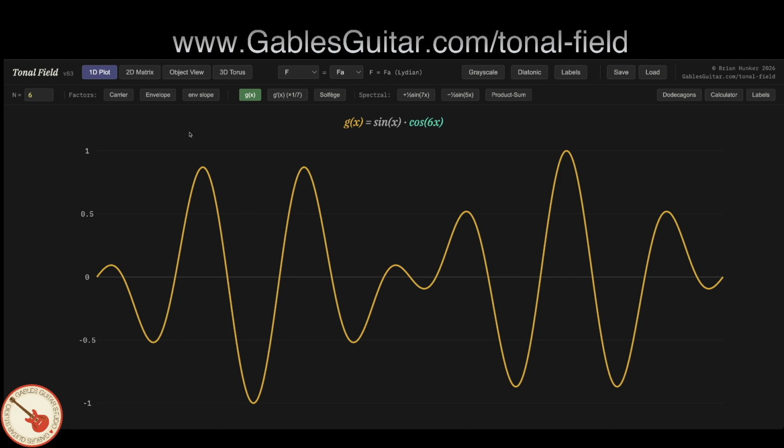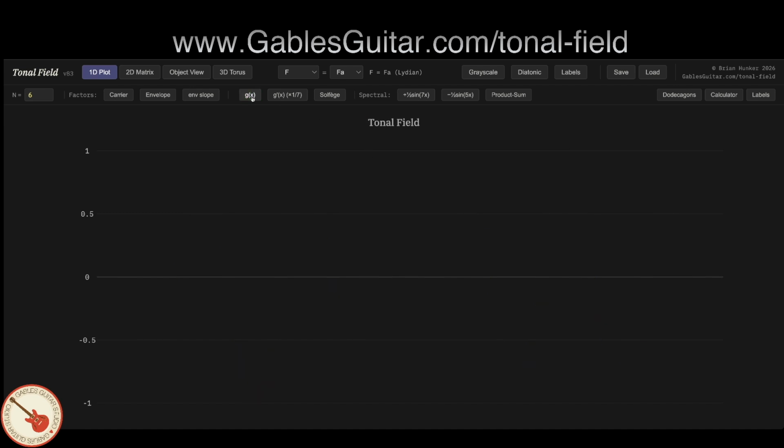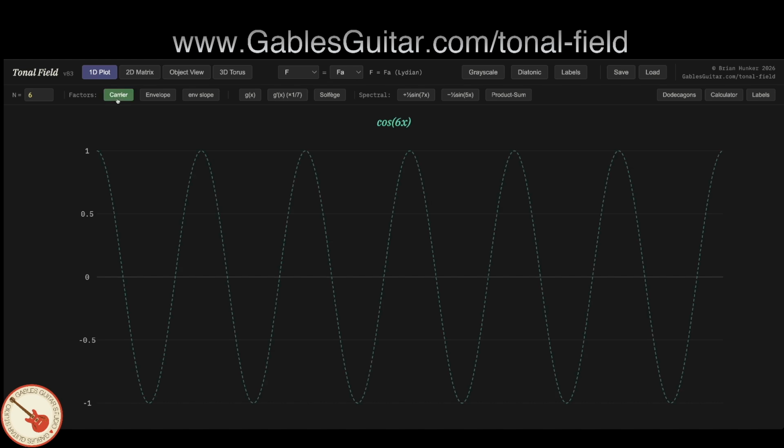So first, we'll take a look at cosine 6x. I'm going to switch off the G of X for now, and I'm going to come over here to the toolbar and find the button labeled carrier and switch it on. Now we see the carrier wave, cosine 6x.